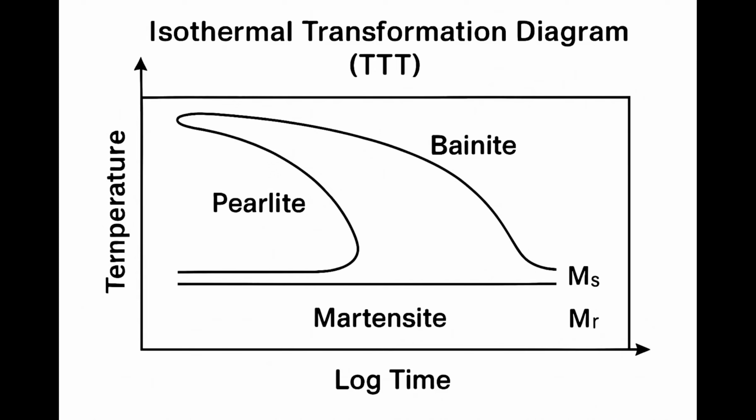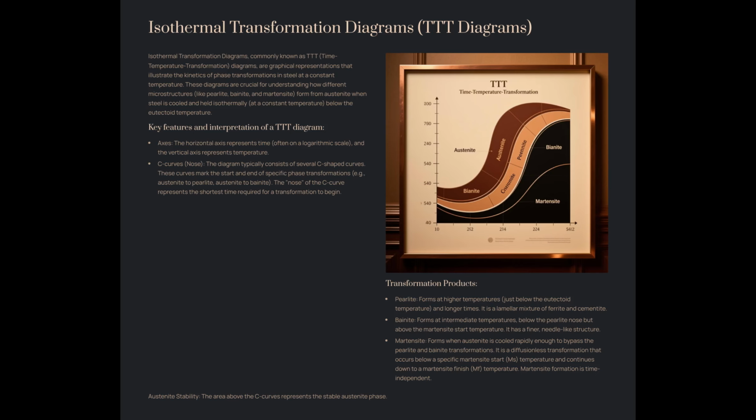Transformation products. Different regions on the diagram correspond to different microstructures that form at various temperatures and times. Pearlite forms at higher temperatures, just below the eutectoid temperature, and longer times. It is a lamellar mixture of ferrite and cementite. Bainite forms at intermediate temperatures, below the pearlite nose, but above the martensite start temperature. It has a finer, needle-like structure.